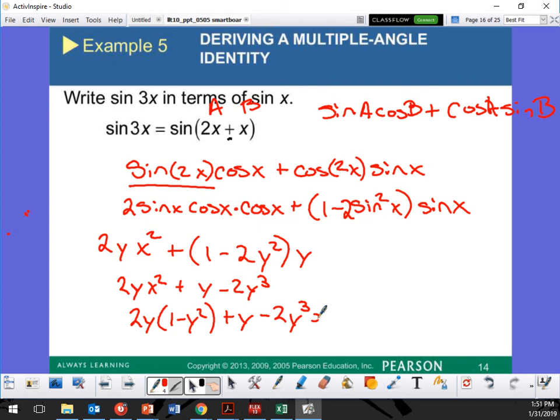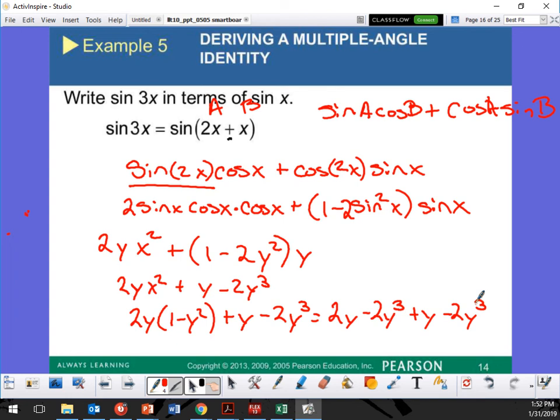And again, I have a number outside that parentheses, so I need to distribute. So 2y times 1 is 2y. 2y times negative y squared is negative 2y cubed. So I did that, plus y and minus 2y cubed. Right? Okay, now do we have like terms?